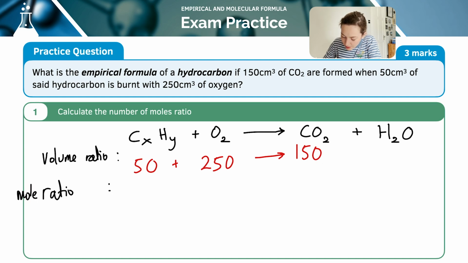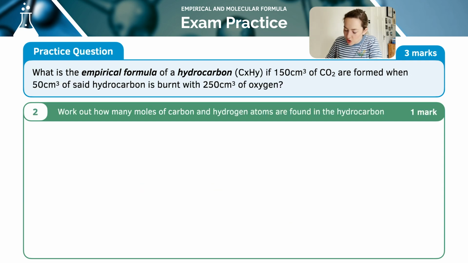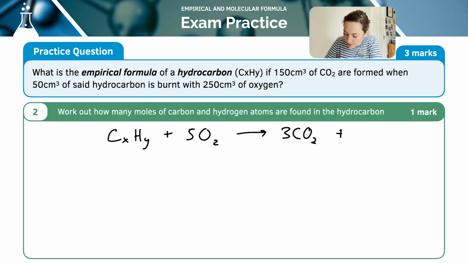So a molar ratio, 50 to 250 to 150. So if I divide everything by 50, surely that's going to get me an answer. So if I divide that 50 by 50, it's 1. 250 divided by 50 is 5. And 150 divided by 50 is 3. So what can I tell about my structure? It's going to be CXHY, 1, I can put in brackets in front of it, but there's no point, plus 5O2 makes 3 CO2 plus H2O. So we've got quite a lot of information here that we can work with now. So using that information, if I just write my structure again, it was plus 5O2 makes 3 CO2 plus H2O.